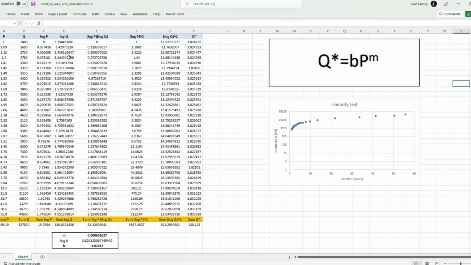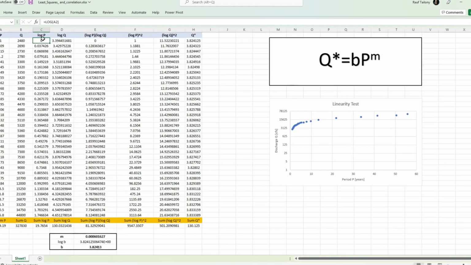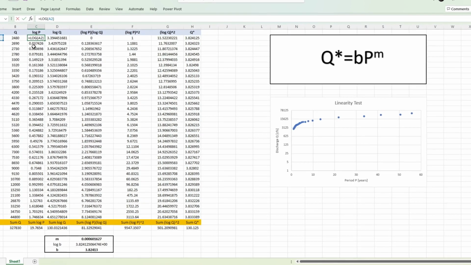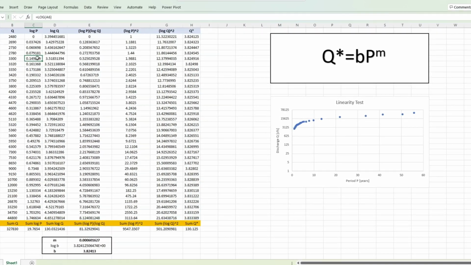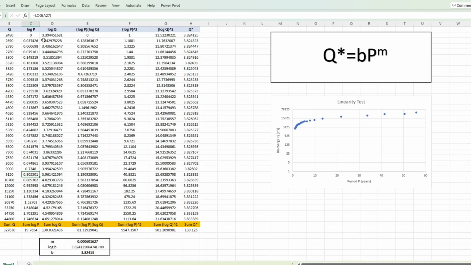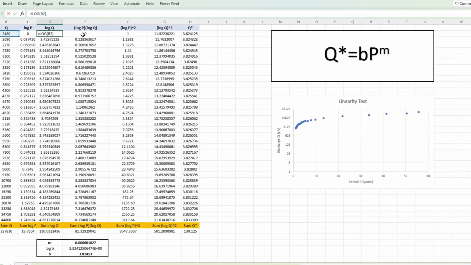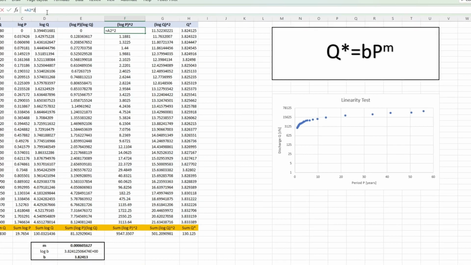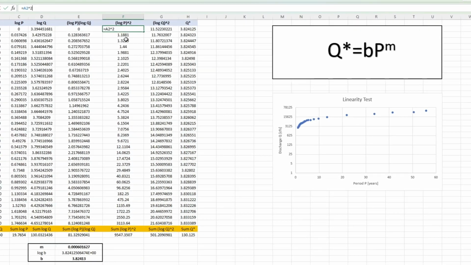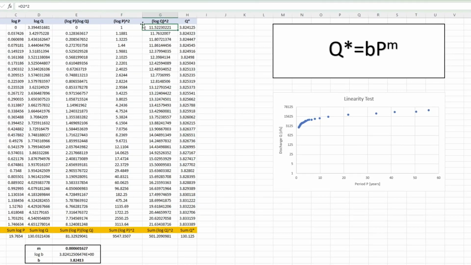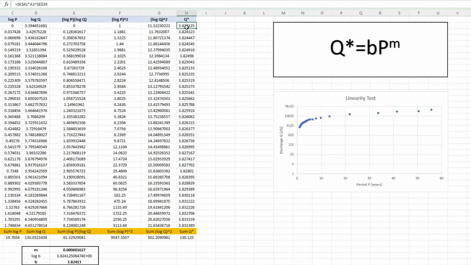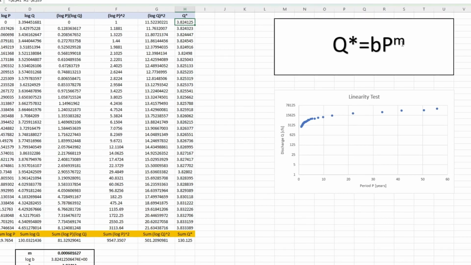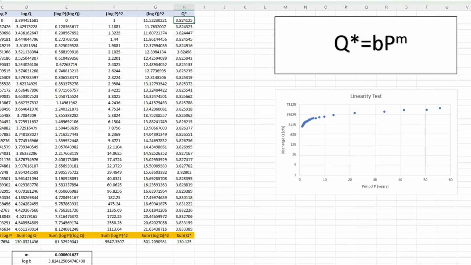So after we filled all the equations needed, here you put the log of P, log of A2, and you replicate the equation all the way down the table. Log of Q, same thing. Log P and Q, so you do multiplication. Log P to the power of 2, so you give it the power of 2, log Q to the power of 2, same concept. Then Q is equal to B multiplied by P to the power of M. You've got to find M and B.